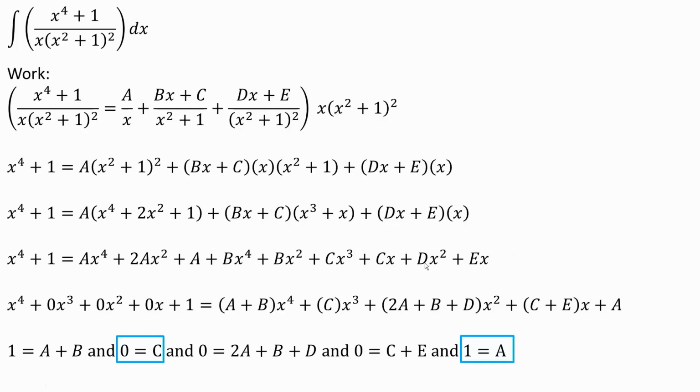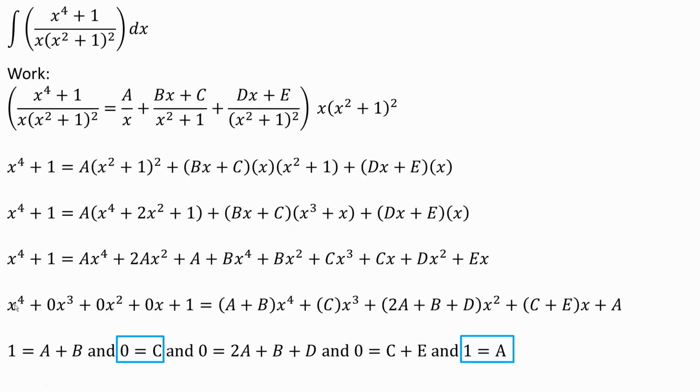So now we have this right here. And here we said it was x raised to the 4th plus 1, but in reality we also have 0x cubed, 0x squared, 0x. And now we will group the like terms. So we have Ax to the 4th, we also have Bx to the 4th. So we can say this, parentheses A plus B, x to the 4th. Now we have Cx cubed plus, now for the x squared term, 2A, we also have a B, we also have a D. Now we have Cx and Ex, so parentheses C plus E, close parentheses x. And finally, we have a constant A.